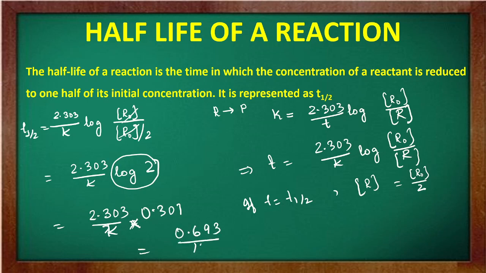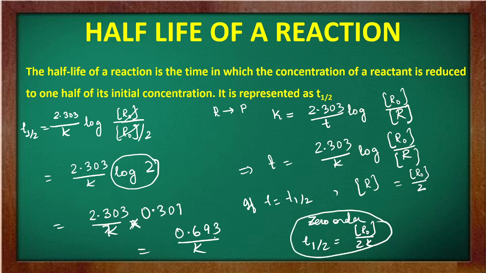So now in this case, you see, पहले वाले केस में क्या आया था? Your first case, for your zero order, in case of your zero order, you had the value of T half as concentration of R naught by 2K. This was for your zero order, and now this is for your first order.